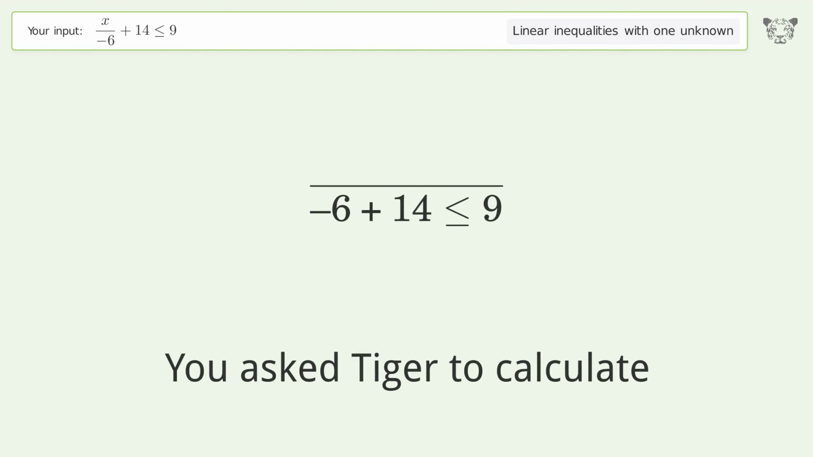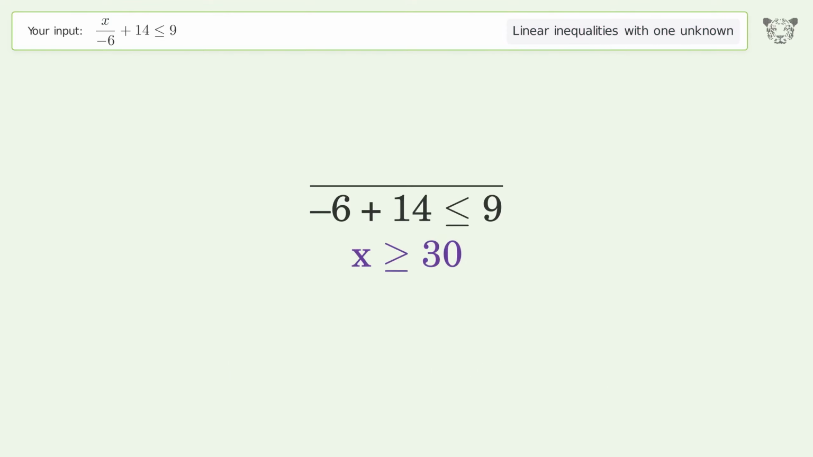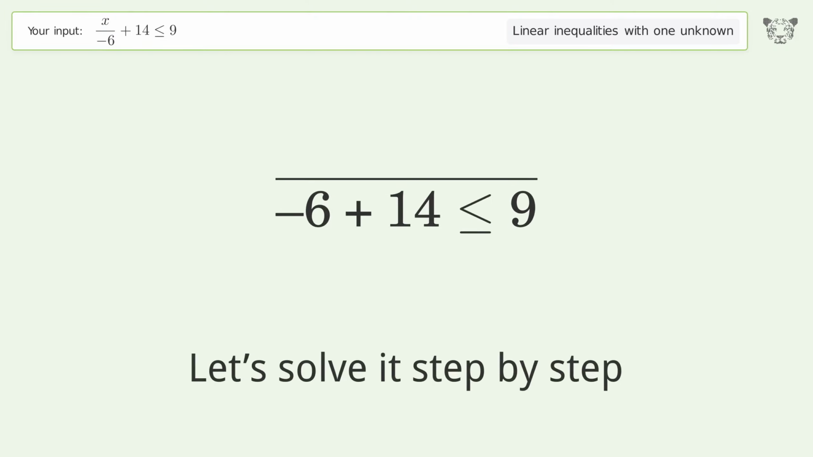You ask Tiger to calculate. This deals with linear inequalities with one unknown. The final result is x equal or greater than 30. Let's solve it step by step.